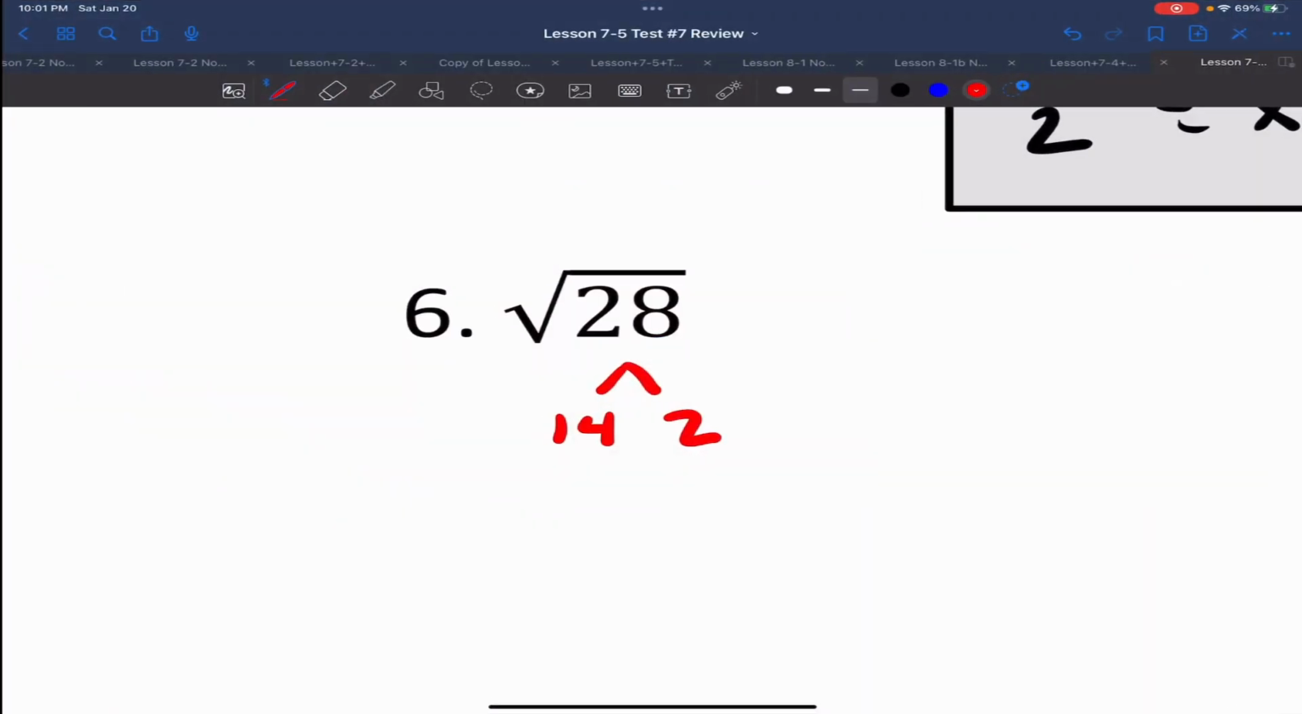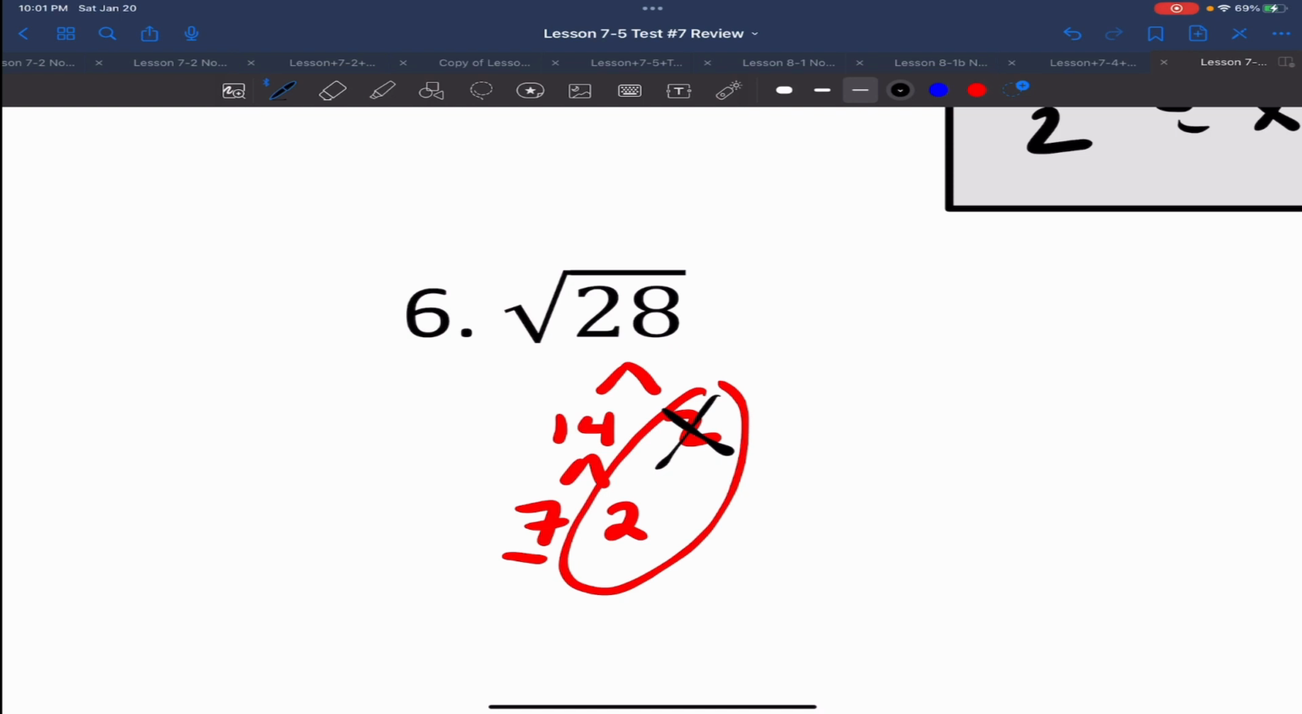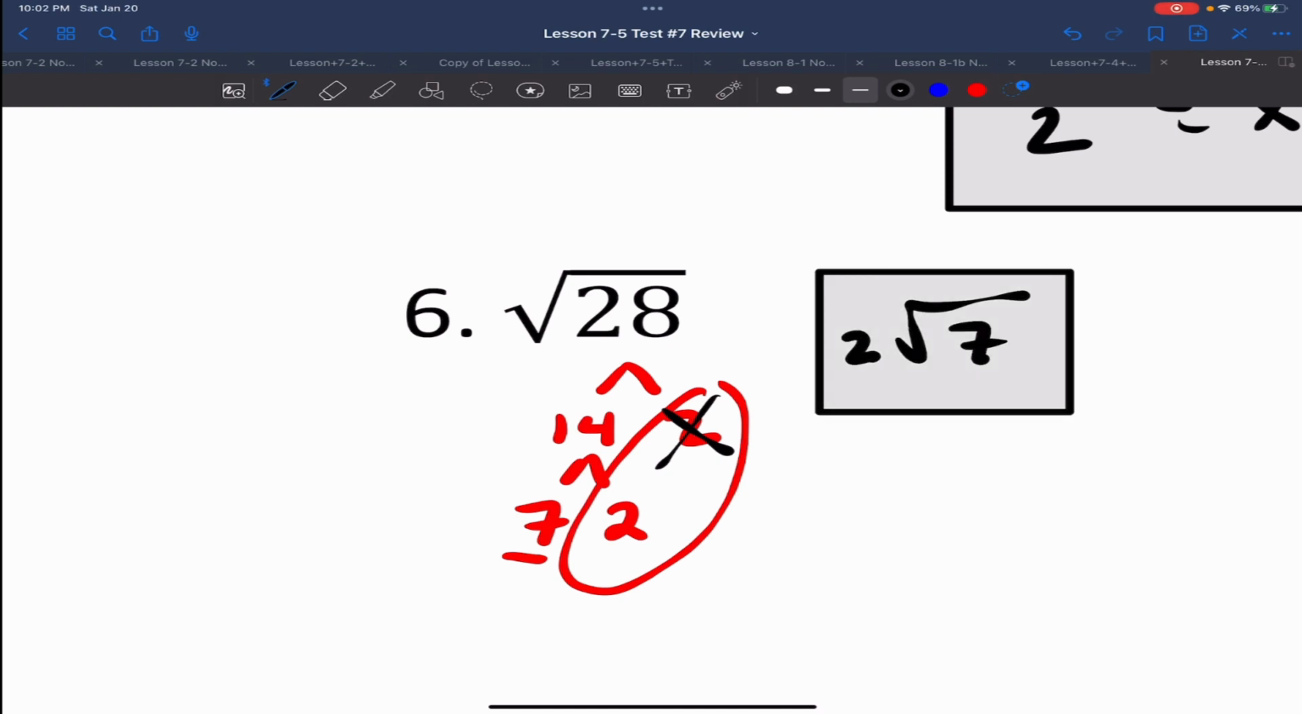And you can keep on doing that with your calculator, especially with this 14 here. So if I put that in the calculator, I can do 14 divided by 2. That should give you 7 and 2. Look at that. You got a pair of 2s. And you have that 7, which is that lonely number. So I should get 2 root 7 as your answer.